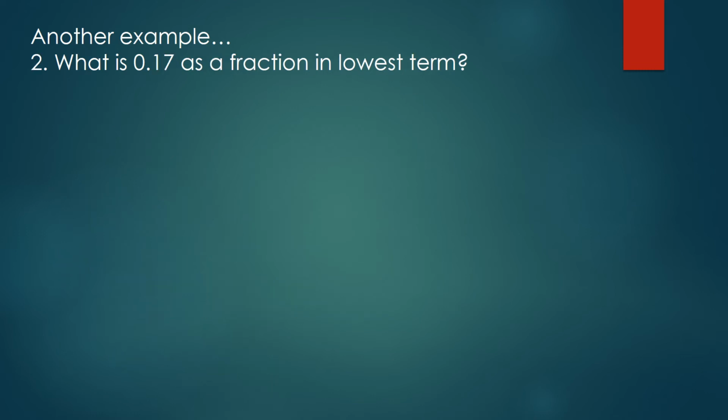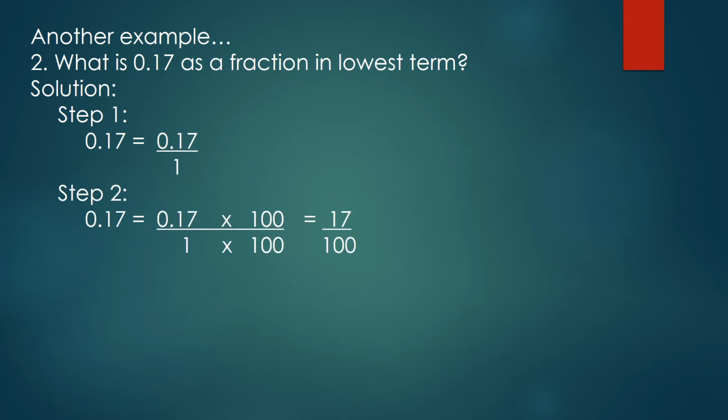Next, we have, what is 0.17 as a fraction in lowest term? Step 1, 0.17 is equal to 0.17 over 1. Step 2, ang last digit sa decimal number ng 0.17 ay 7, which has a place value of hundredths. So, we need to multiply the numerator and the denominator by 100. So, 0.17 times 100 is equal to 17, and 1 times 100 is equal to 100.